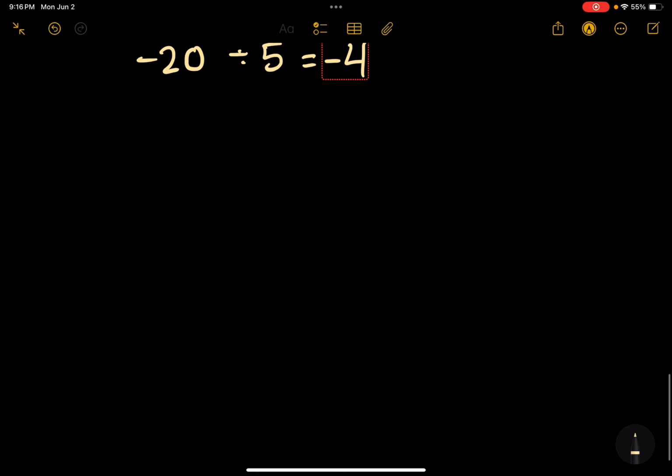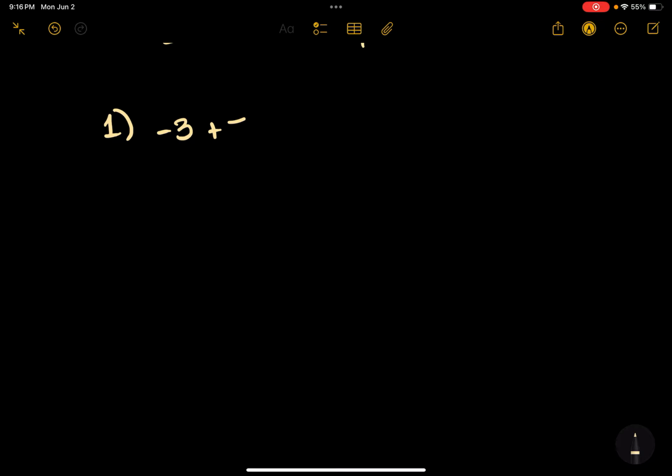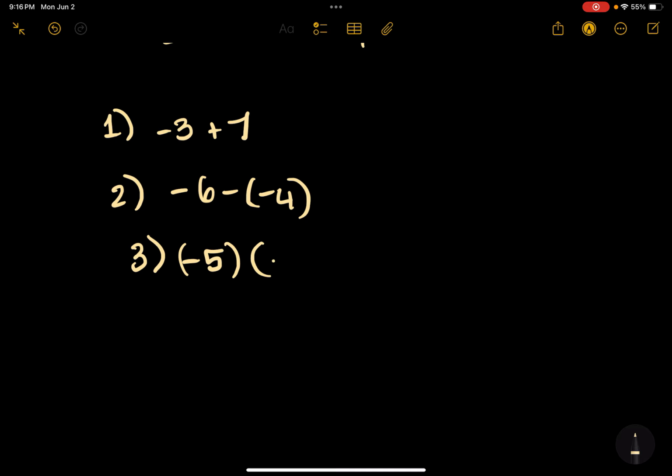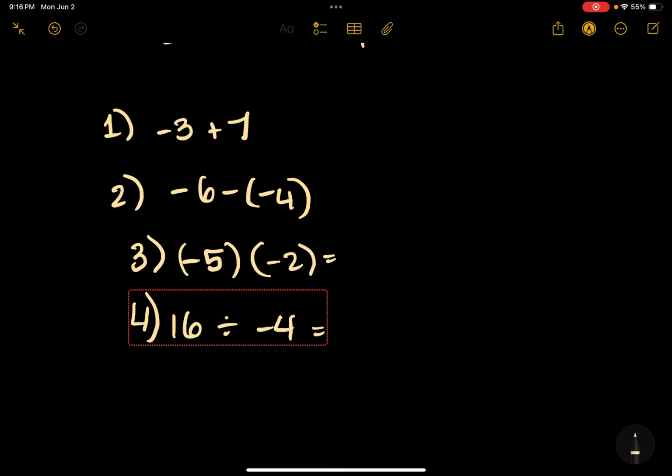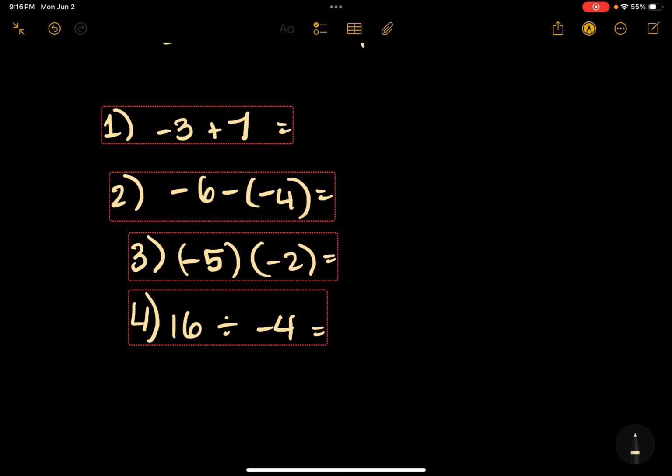Here are some questions that you can practice. Negative 3 plus 7, negative 6 minus 4, negative 5 multiplied by negative 2, and 16 divided by a negative 4. I'm going to give you the answers now, but before I do, pause the screen and try these by yourself.